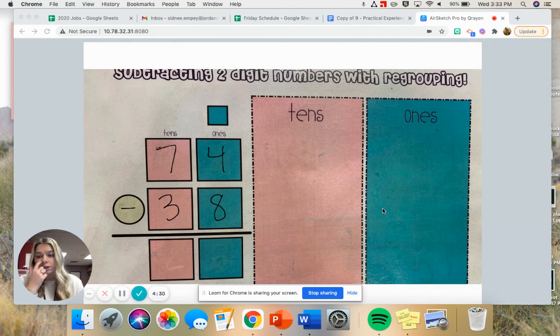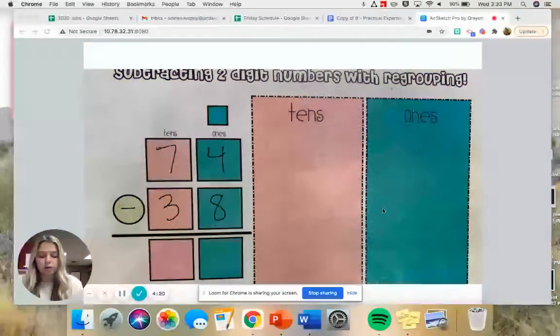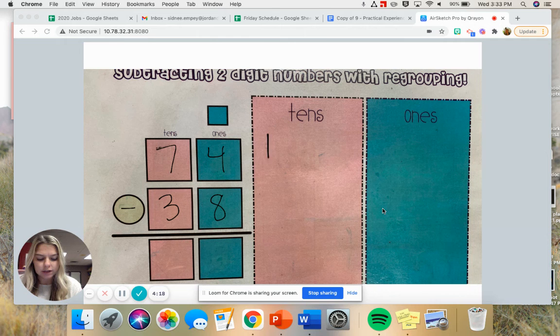Now, I tell my students we always draw the biggest number, and we only draw the biggest number because we're starting with the biggest number and then taking away from there. So the biggest number here is 74. So I'm going to draw out 7 10 sticks, and then I'm going to draw 4 1 circles.